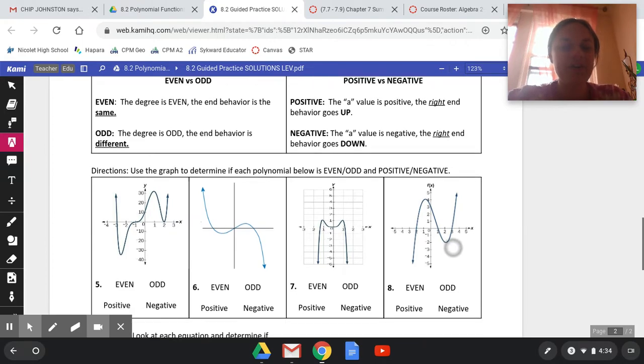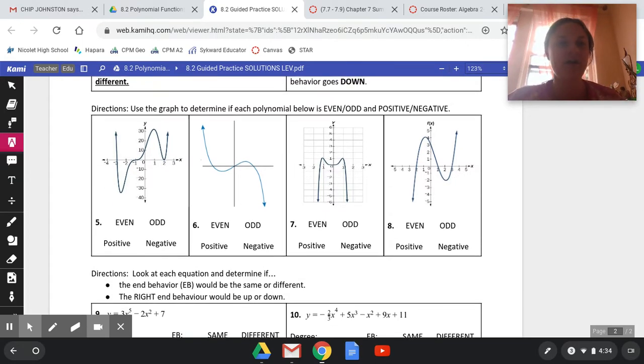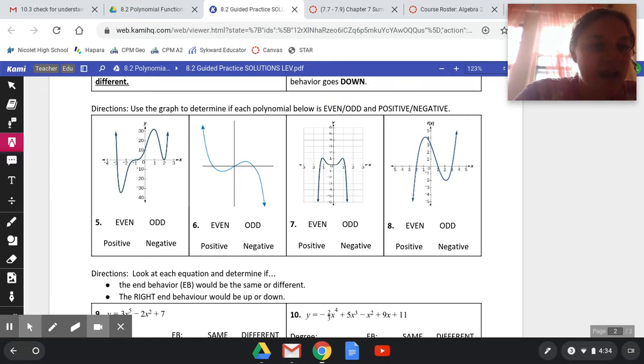Okay, now that you guys know the rules of end behavior, let's take a look at some graphs without the polynomials to determine if they're even or odd degree functions, and then if they're positive or negative a values. So looking at this first example, automatically I can note that the right end behavior is going up and the left end behavior is also going up. So when they end the same direction, they are even. And since they are both going up, I know my a value is positive.